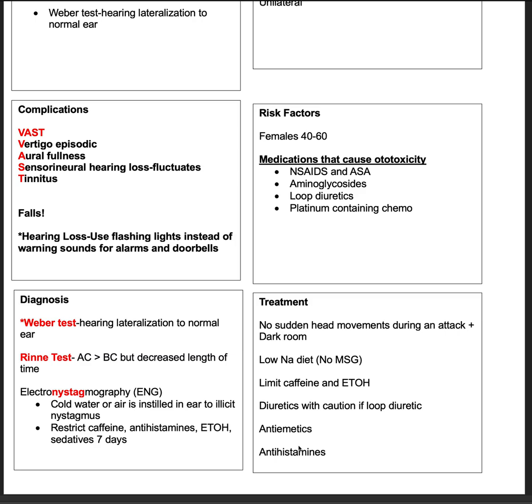They need a low sodium diet, no MSG. They need to limit caffeine and alcohol. And this is all the time, not just when they're having an attack. They're going to be prescribed diuretics, but you have to use caution if it's a loop diuretic because it's ototoxic and you're giving it to somebody that's already probably experiencing some type of hearing loss. Antiemetic medications while somebody's having an attack, and antihistamines. While they're having the attack, they should not move their head suddenly and they should be in a dark room. I think I mentioned that already.